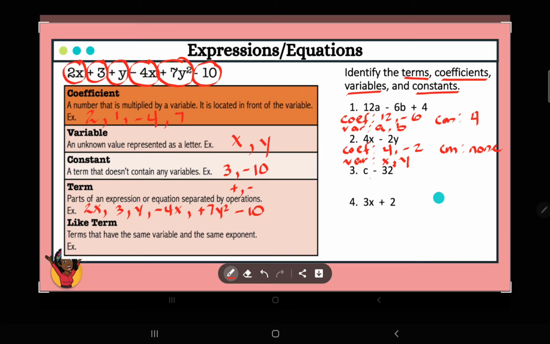For number 3, we have two terms again. We have c and we have negative 32. There is not a number in front of c, but we know that there is an invisible 1 there, so that's 1c minus 32. My coefficient for this example would be the number 1. My variable is c, and my constant is negative 32.